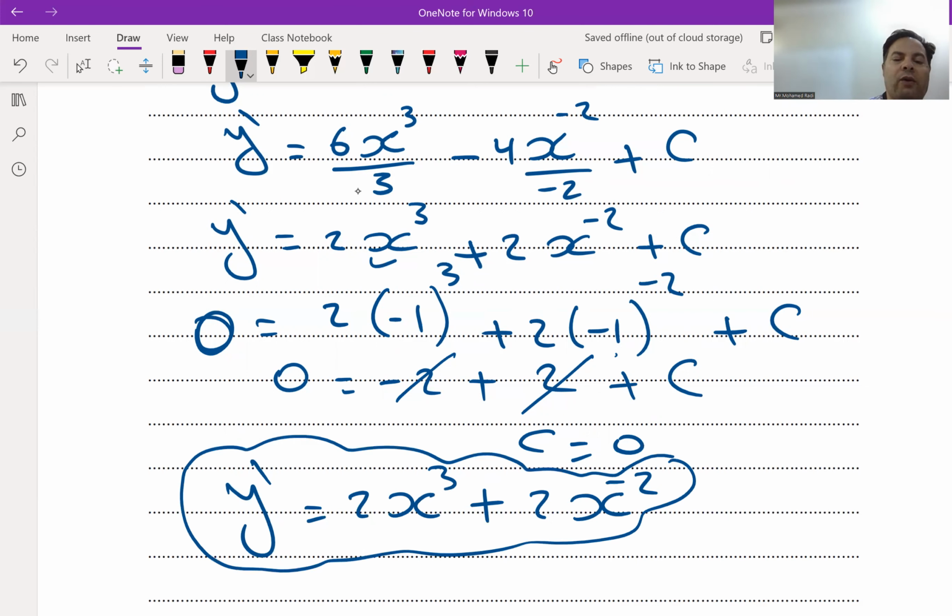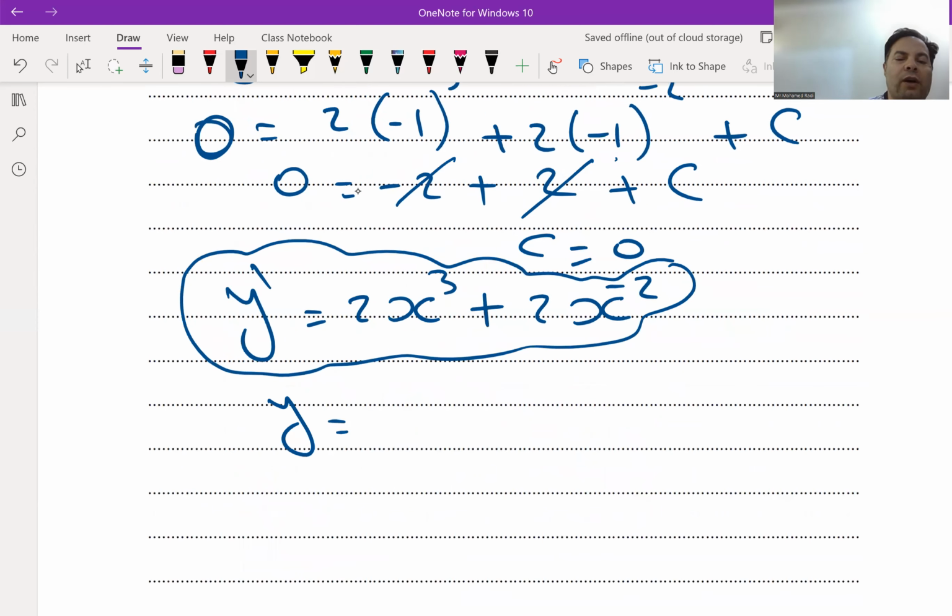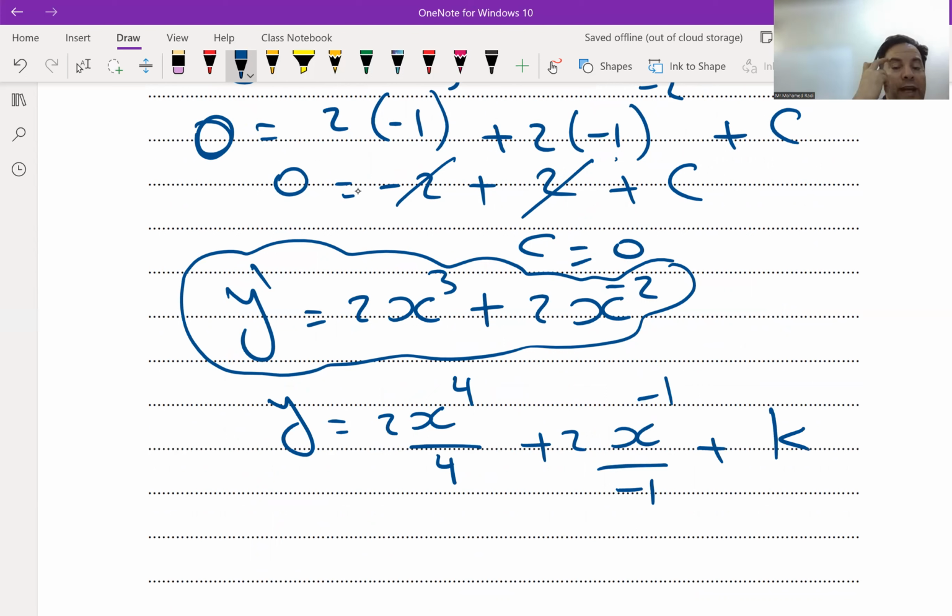Now, we'll integrate again to get y. Add 1 will be 4 divided by the new power. Then for the second term, we add 1, divided by the new power, plus c, or we'll change it to k. Y simplified: 2 divided by 4 is half, x to the power of 4, minus 2x to the power of -1, plus k.